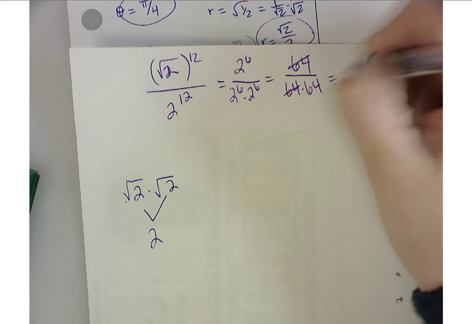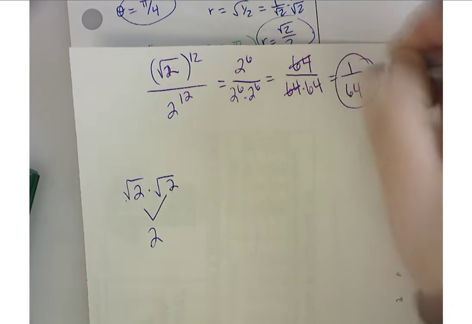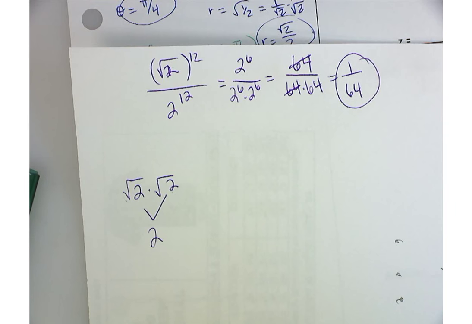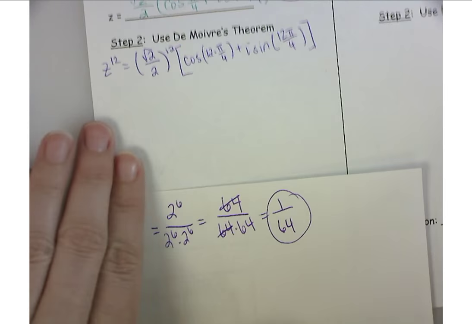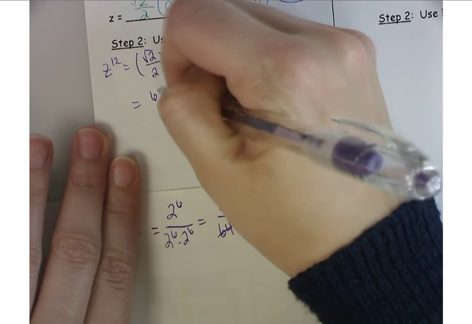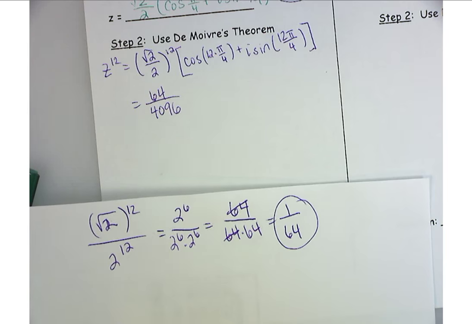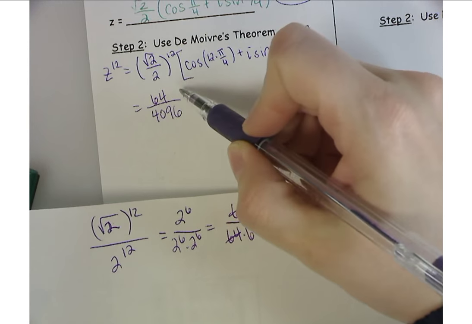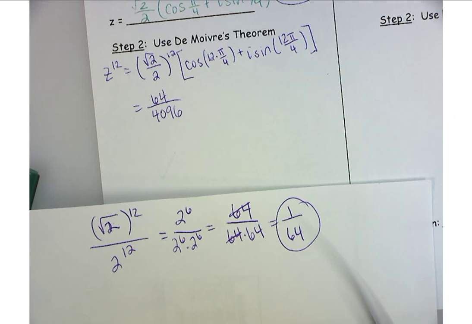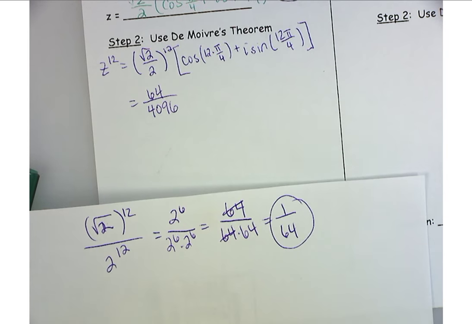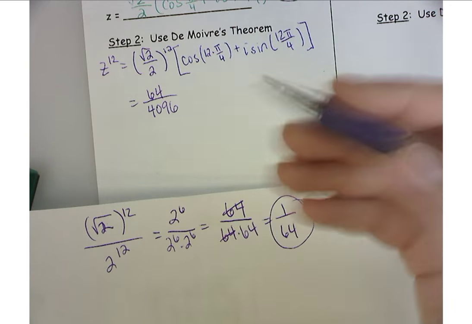Yeah, so then this would be 1 over 64. Okay, that's what you are going to have. Now, if you did just use your calculator, what you would get is 64 over 4,096. Okay, so if you did that, you're still going to have to reduce. I recommend just trying the top number. See if 64 goes in there. We already know it does because of the work that we did here. Okay, so that's just something to think about.